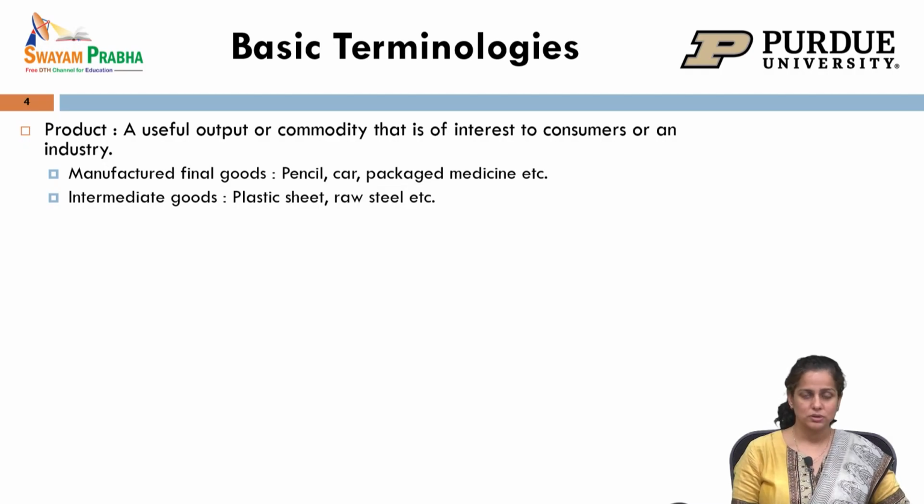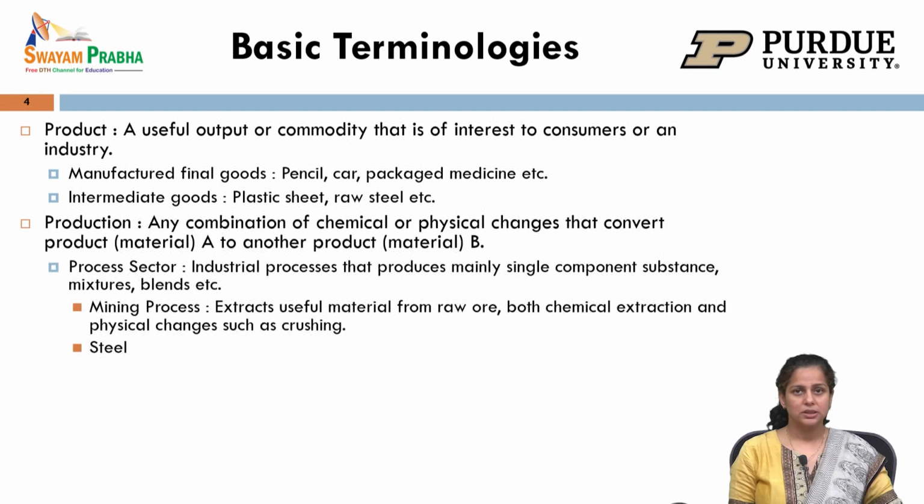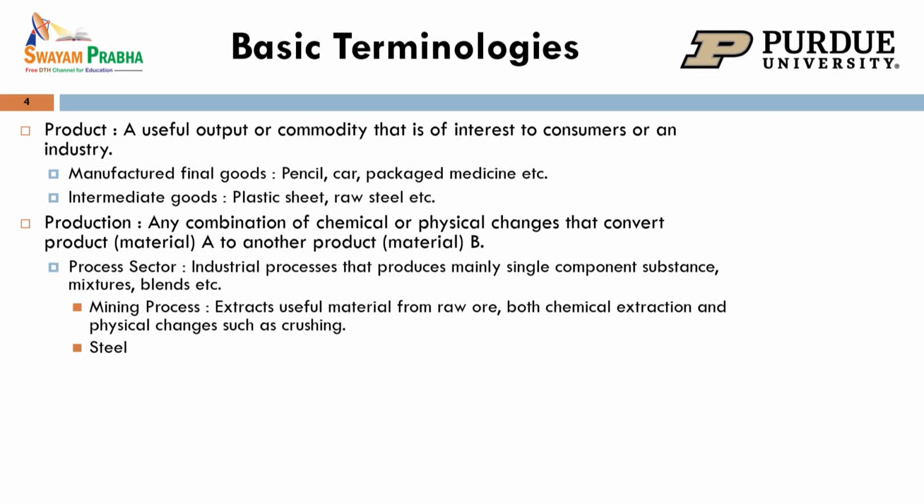So, we as consumers do not directly consume raw steel, but it forms a component of several of the products that we use. For example, we might be using bottles and the bottle may be made of steel. So, that is an input to the product that we are using. The next terminology that we use in life cycle assessment is production. So, production is defined as any combination of chemical or physical changes that convert the product material A to another product material B.